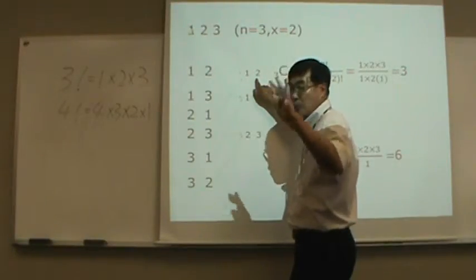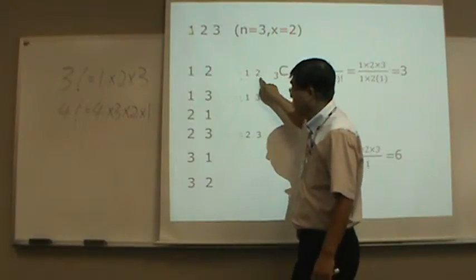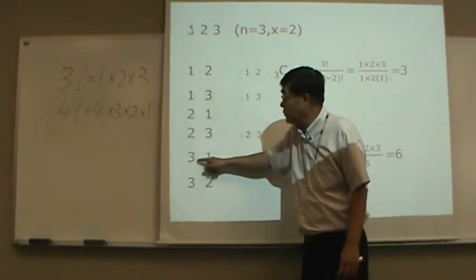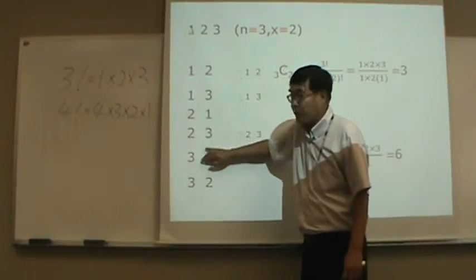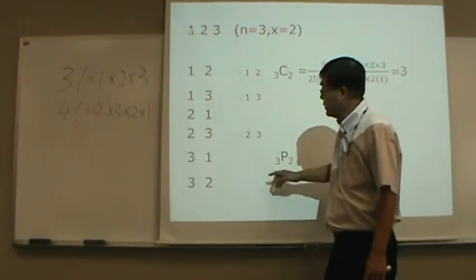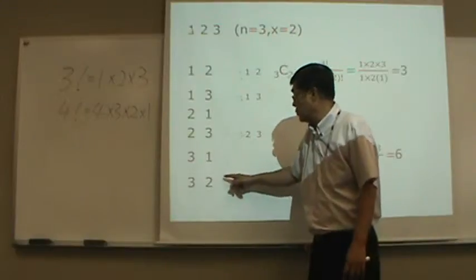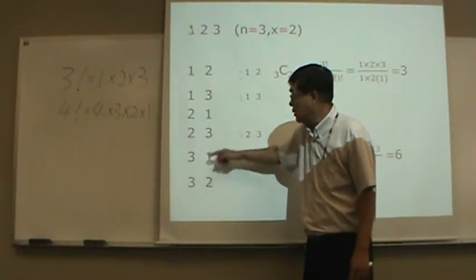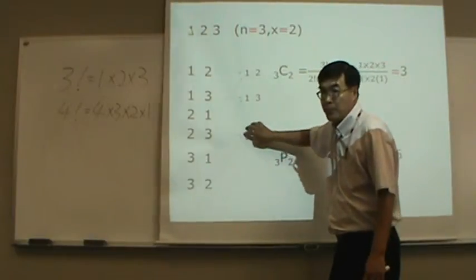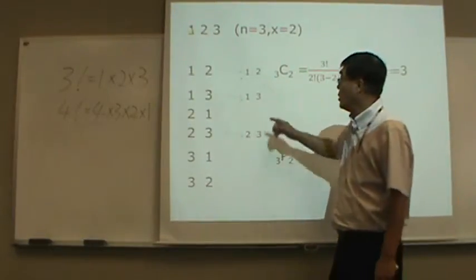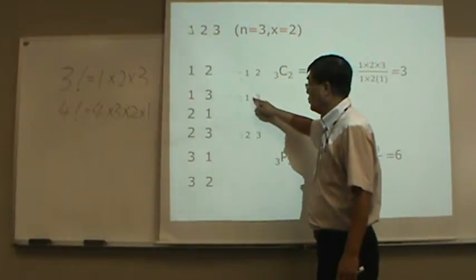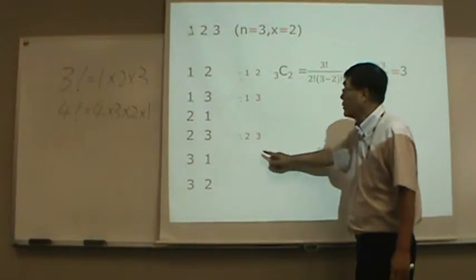Who are they? 1 and 2; 1 and 3, 3 and 1: if order matters they are different, but if order doesn't matter, then 1 and 3 is the same. 2 and 3, 3 and 2: if order matters they are different, but if order doesn't matter, then 2 and 3 members are the same. So if order doesn't matter, in that case there are only 3 possible outcomes.